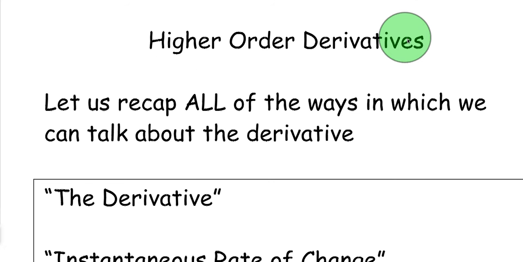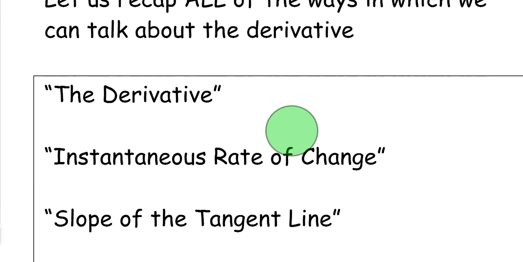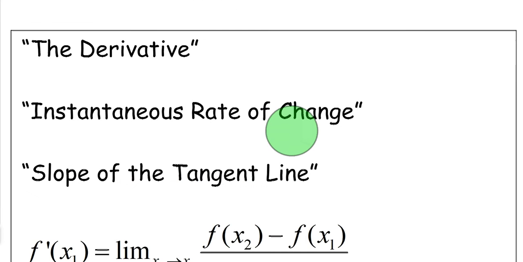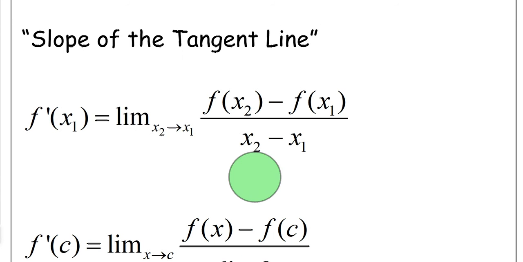We're going to be talking about higher order derivatives, and as a quick summary, it's just taking the derivative more than once. However, before we do that, I want us to recap all the ways in which we can talk about the derivative. First of all, we have the word derivative. We also know it means instantaneous rate of change, slope of the tangent line.